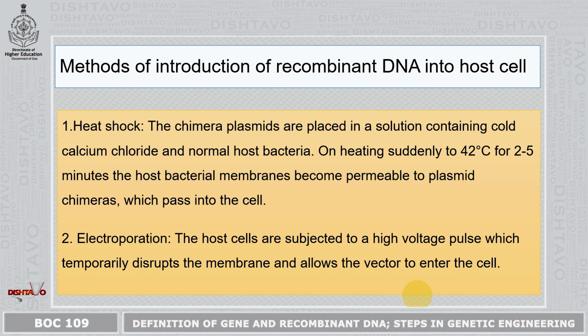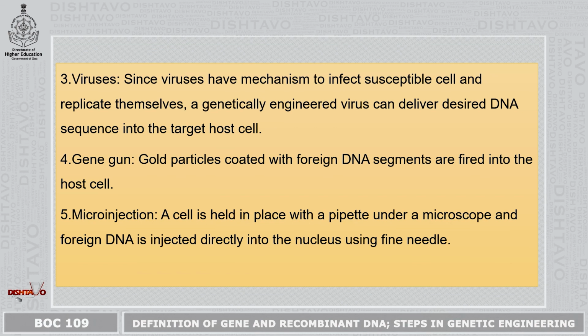Second method is the electroporation. The host cells are subjected to a high voltage pulse which temporarily disrupts the membrane and allows the vector to enter the cell. So the third method is by using the viruses. Since the viruses have a mechanism to infect susceptible cells and replicate themselves, a genetically engineered virus can deliver the desired DNA sequence into the target host cell.